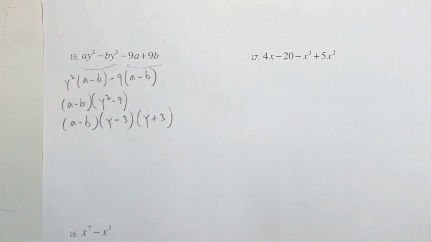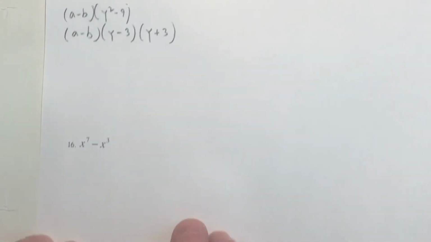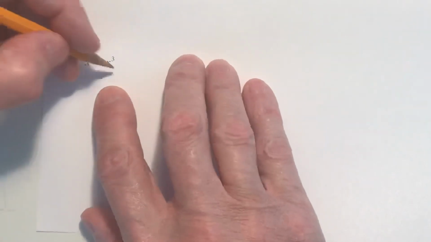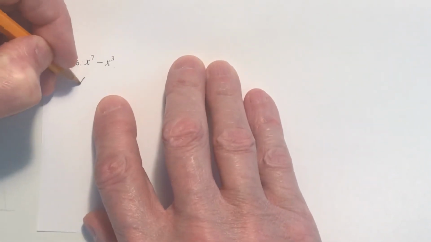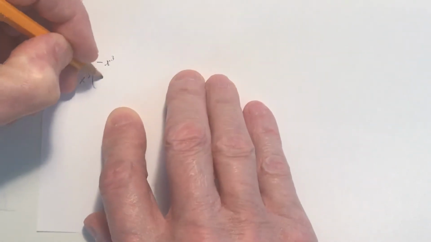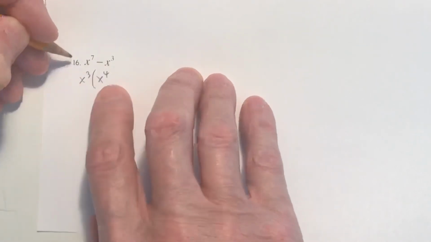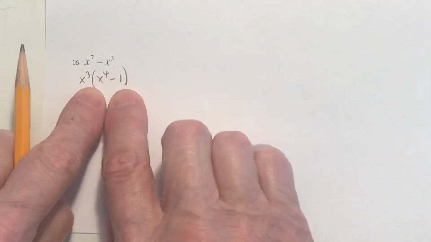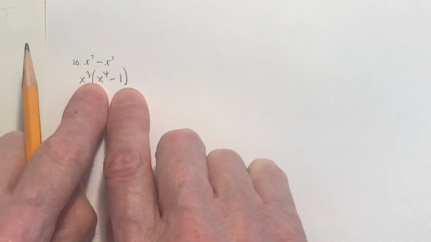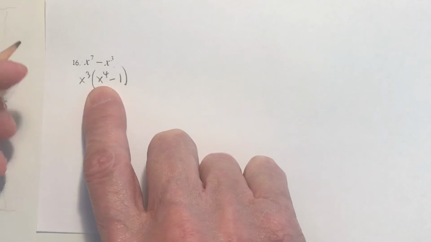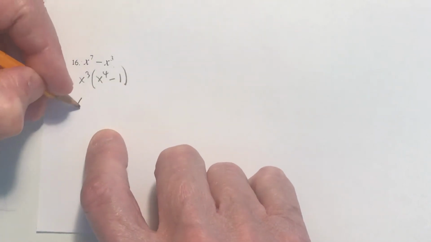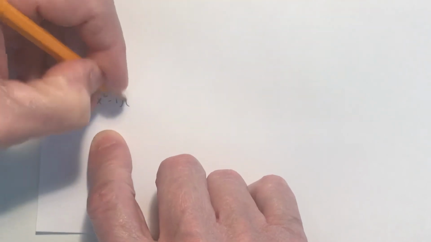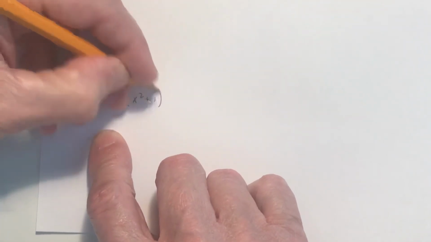Okay. And then number 16, let's go down to 16. It's a little wacky, but GCF here of an x to the 3rd power. See, that would make x to the 7th, and that would make x to the 3rd. 2 terms, minus in the middle. Is it a difference of squares? Yes, that's the square of x squared, that's the square of 1. So I factor it, x squared minus 1, x squared plus 1.